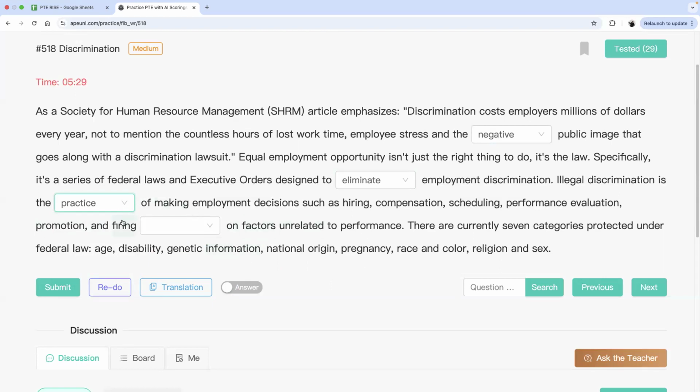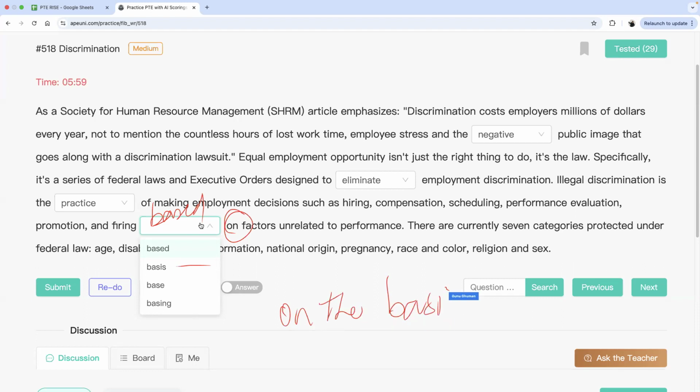Coming further, firing dash on factors unrelated to performance. Firing dash on. Okay, on. I will say based on. Collocation. Let's check. Yeah. Okay, anyways, before answering, I said based on because I know it's a collocation. But the words are all same. Basis. So we say on the basis of. Base. We don't say base. Okay. Basing. This is also no. Okay, we say either basis or based on.